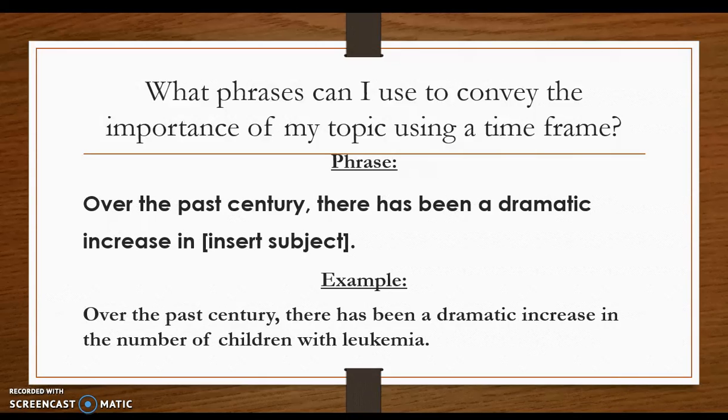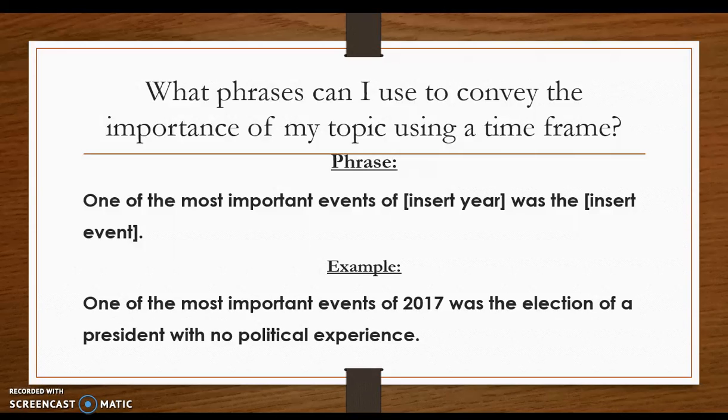Here's another example of that. Over the past century, so we've got our little time frame, there has been a dramatic increase in something, right? So over the past century, there's been a dramatic increase in the number of children with leukemia. So you could see where you could plug in over the past 20 years, over the past 300 years, if you could find information on that. So there are all kinds of different ways that you could tweak these and make them work for you. They're meant as a guide, and there are many ways to rearrange them to make them more helpful as well.